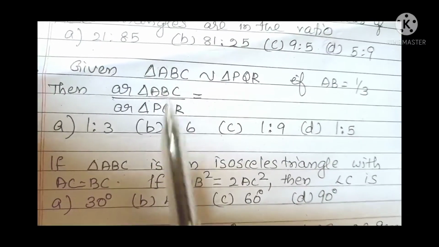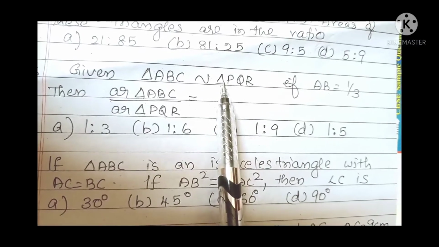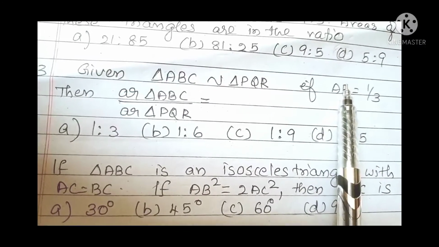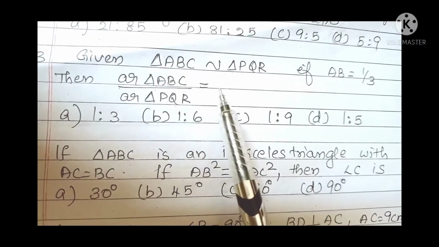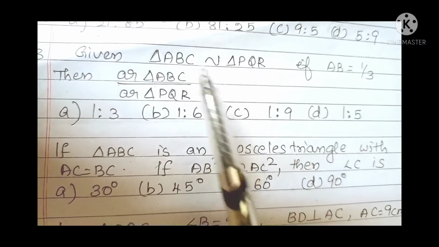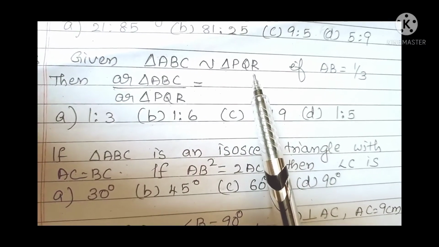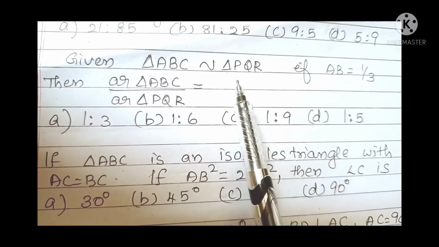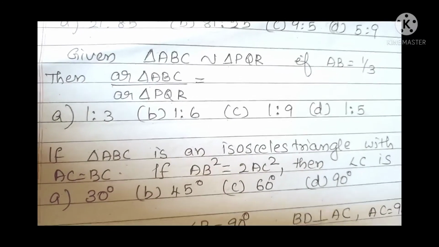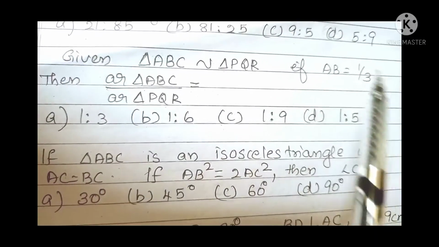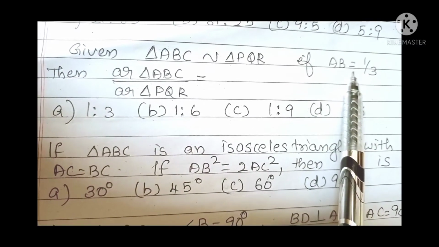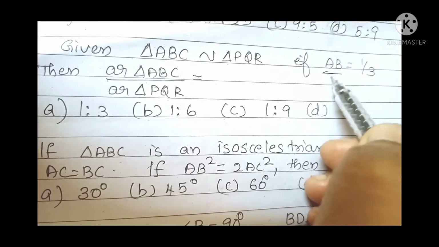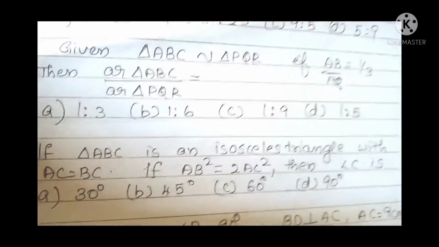The next one: given triangle ABC similar to triangle PQR, if AB by PQ equal to 1 by 3, then find area of triangle ABC by area of triangle PQR. Given triangle ABC and triangle PQR are similar, we know that the ratio of the areas of two similar triangles is equal to the ratio of the squares of their corresponding sides. Since AB by PQ is 1 by 3.